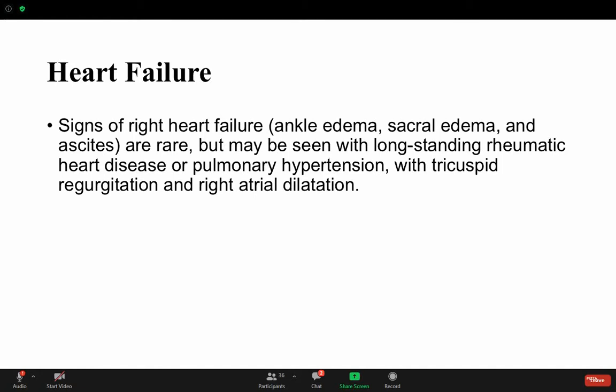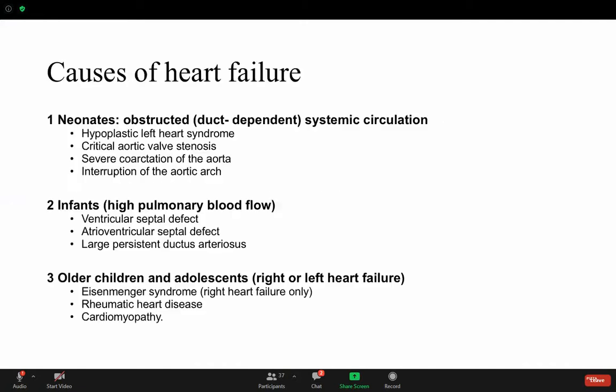Signs will usually be hepatomegaly from congestion, okay, the right side backflow, so they get hepatomegaly. The second thing is, from the left side they get pulmonary edema if it is left side. So with right side, usually the first sign will be hepatomegaly rather than peripheral edema in children.